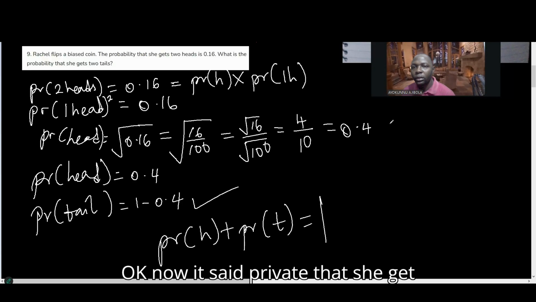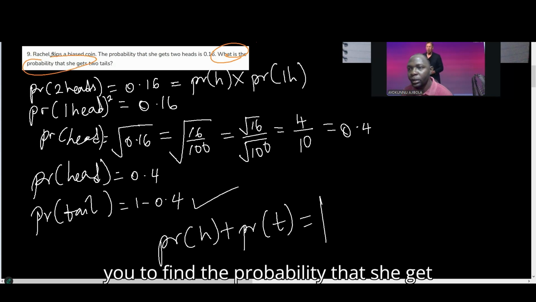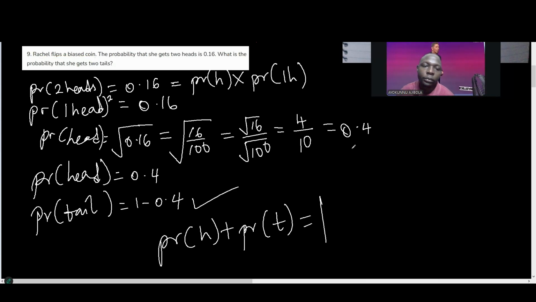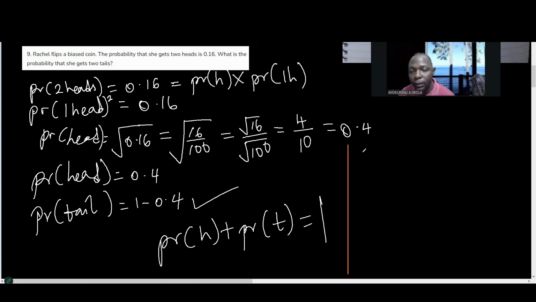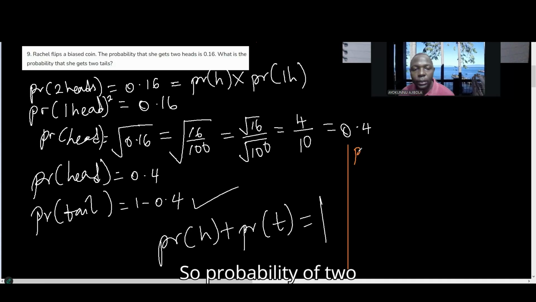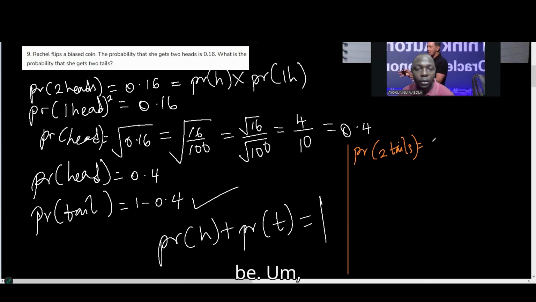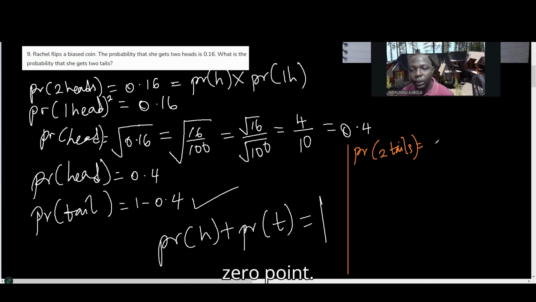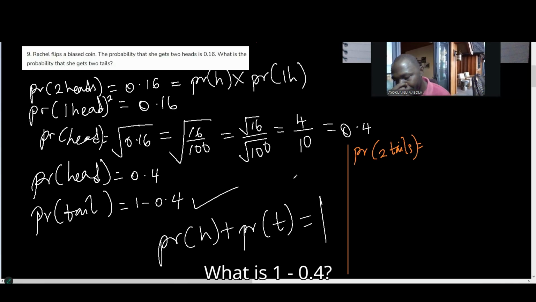Now, it said probability that she gets two tails. That's what the question asks you to find. She gets what? Two tails. So the probability of two tails will be, what is 1 minus 0.4?